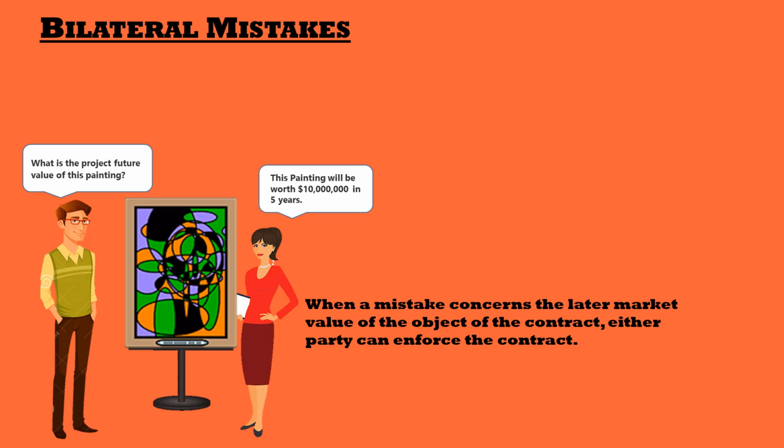Why? They made a mistake regarding not what the contract was for, but the future value of the contract. And if we're going to be really honest about it, no one knows what the future will bring, so the contract remains enforceable.